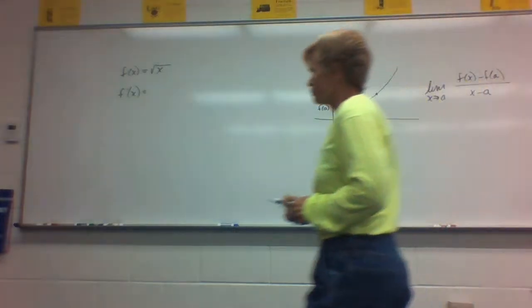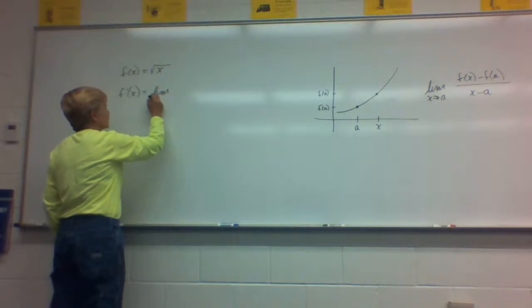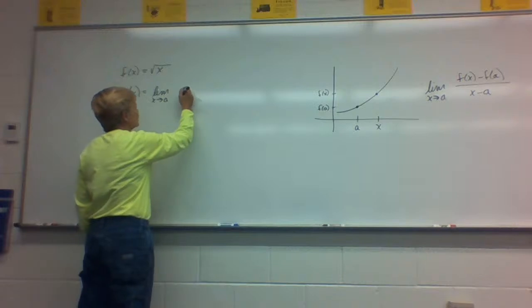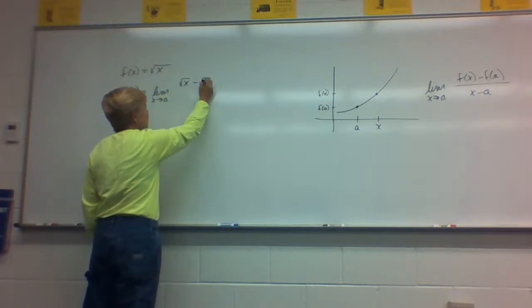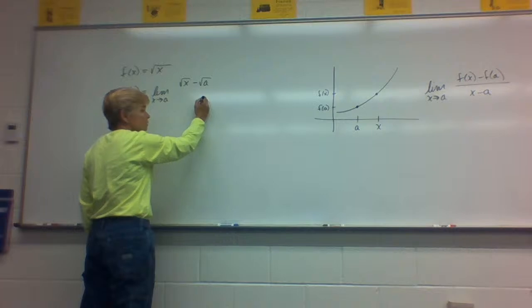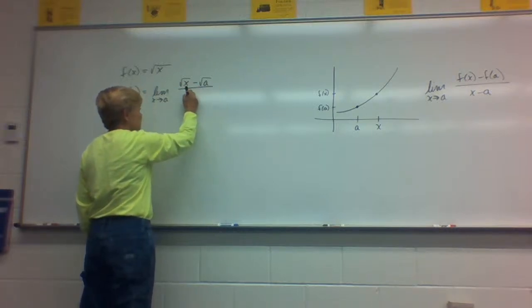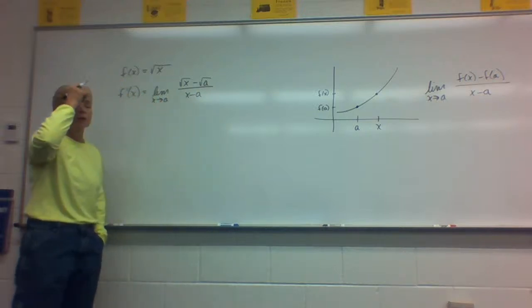All right, so I'm going to say that this is going to be the limit as x approaches A. I'm using the alternate form of root x minus root A over x minus A. Does this sound reasonable? That's just using that alternate form over there. Are you with me or not?